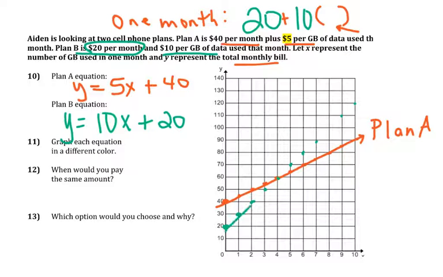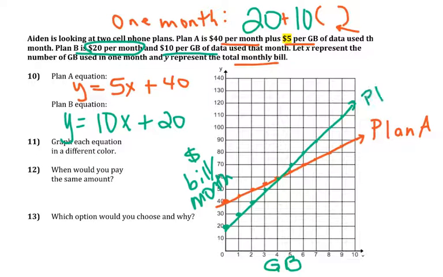So this makes it easier to compare the 2 plans, and you can decide which one you want to do. So this one's going to be how many gigabytes he's doing, and this is the monthly bill. Okay, so I'm going to put bill per month. And so this is plan A versus plan B. So if you look at that, can you see when you would rather have plan A?